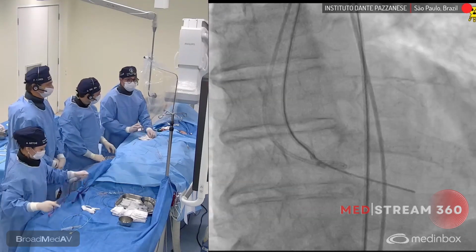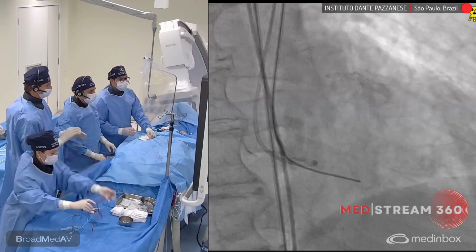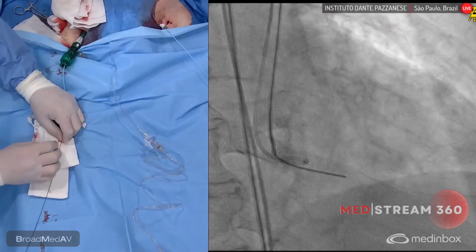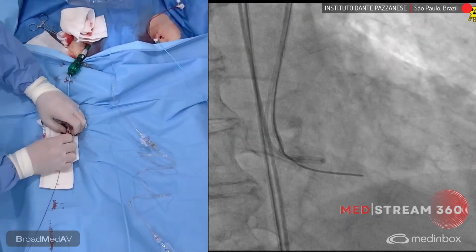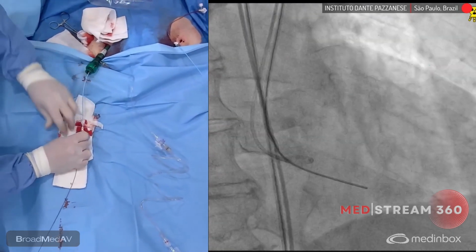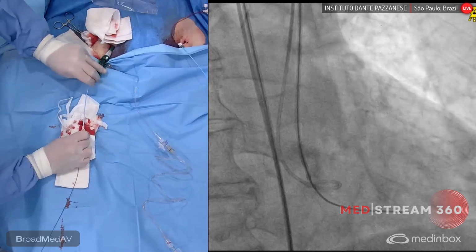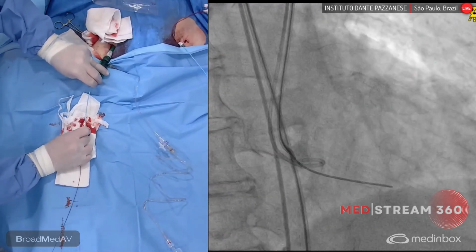Do you usually use the echo images to help you cross the valve? Usually we don't use the echo image. But after you cross the valve with the guide wire? Of course. To place the stiff wire in the left ventricle, we usually use the echo image. The echo helps us to place the wire in the apex.